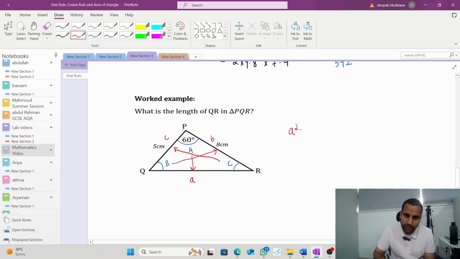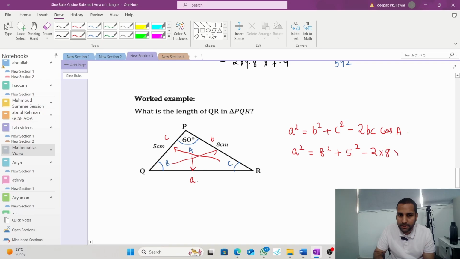I know a square is equal to b square plus c square, or minus, what is it? You cannot forget the formula, it is minus 2bc cos A. I will plug the data in. So a square is equal to b square. How much is b? 8 square. C is 5 square minus 2 times b, which is again 8, c is 5, times cos of A.